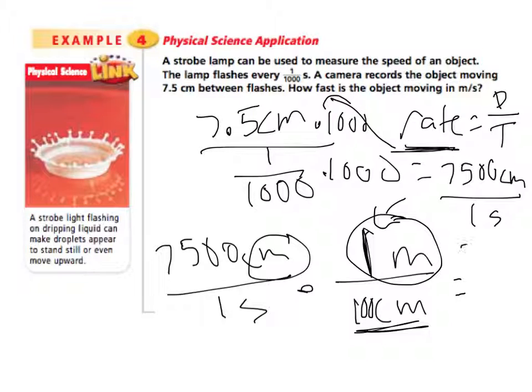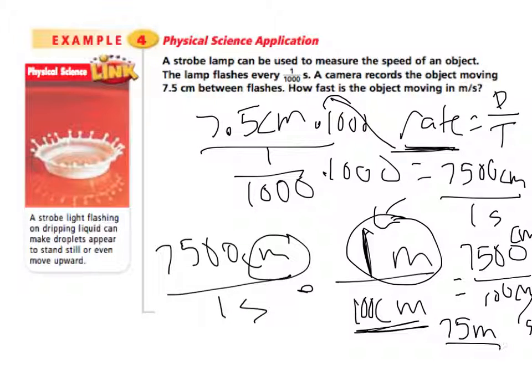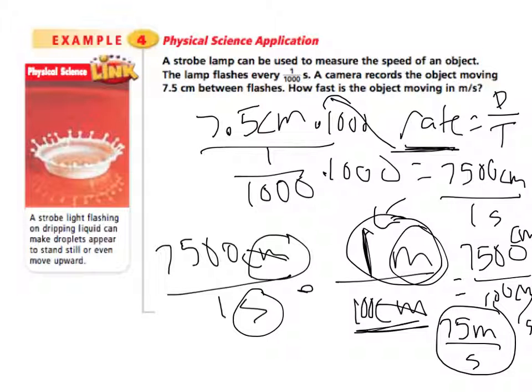So this becomes 7,500 centimeters divided by 100 centimeters per second. And then we get 75 meters per second. Because the second stays on the bottom, the centimeters cancel, and we have meters left at the top. So 75 meters per second.